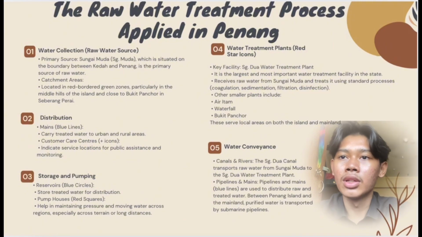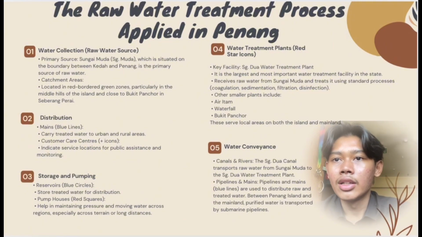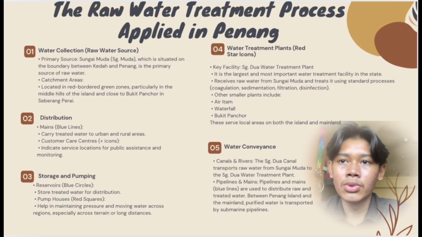The last one is water conveyance. Canals and rivers: the Sungai Dua Canal transports raw water from Sungai Muda to the Sungai Dua Water Treatment Plant. The pipelines and mains, these blue lines, are used to distribute water between Penang Island and the mainland. Purified water is transported by submarine pipelines.